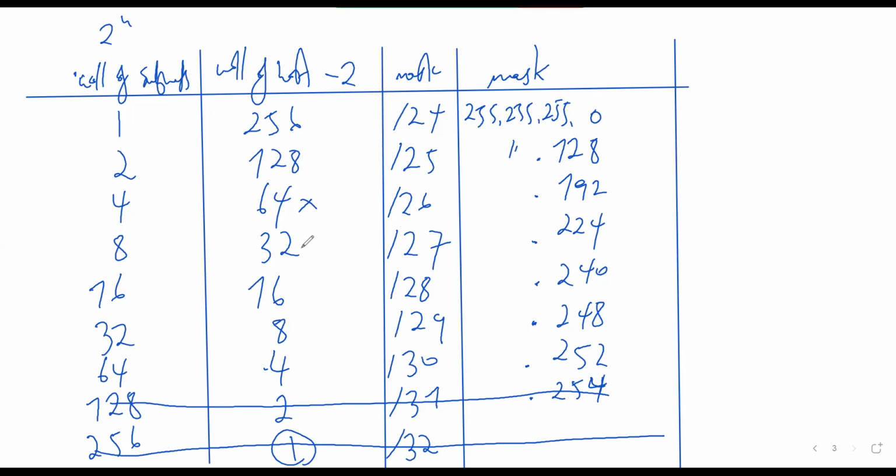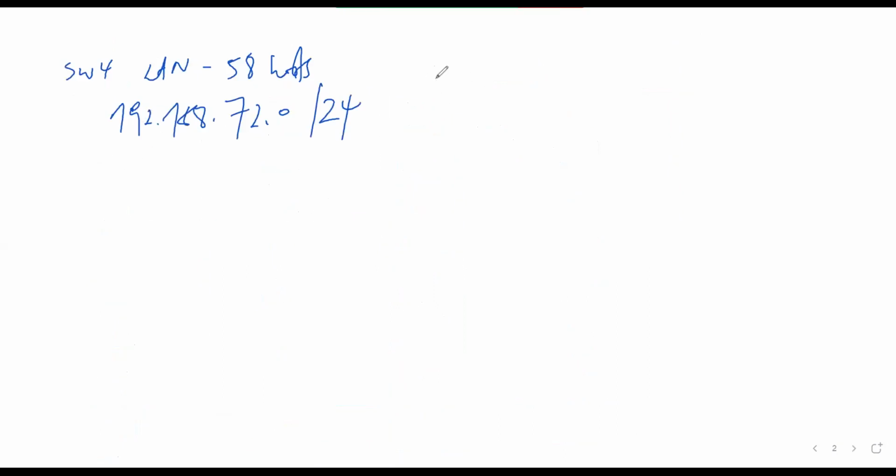32 is too short. 128 can accommodate it, but it is too big. 64 can accommodate it best. So you take 64, /26. Now this is the subnet we are going to be using.